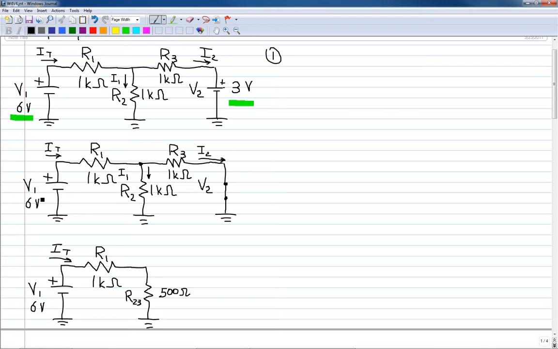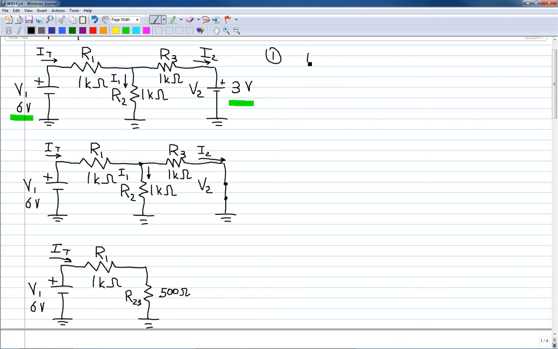Looking at this circuit, we can see that V1 generates I total, and that I total, when it hits this first node, will split into I1 and I2. That tells us that R2 and R3 are in parallel. In order to solve for that equivalent resistance, we can use the product over sum rule.